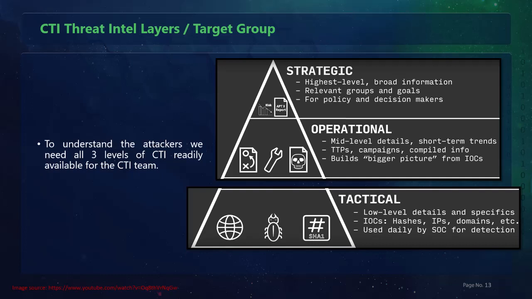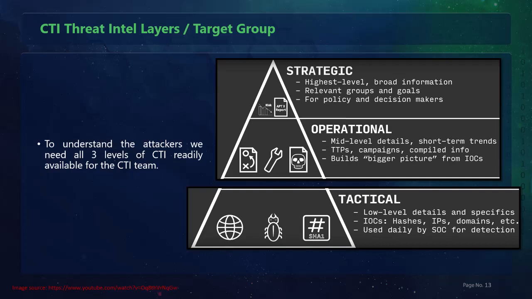So looking at strategic, your highest level, broad information, relevant groups and goals, and really this is designed mainly for the decision makers, the C-level experts, the policies, procedures. Those are the folks that are all at the C-level executive branch. Then looking at the operational, right? This is your mid-level details, more for short-term trends, TTPs, campaigns, compiled info. This typically allows you to build a bigger picture, a better overview, obviously based upon those indicators of compromise.